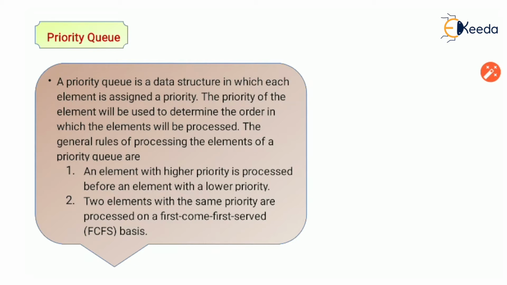Two elements with the same priority. Now there is a confusion: if two elements with the same priority occur, what do we have to do? So we process them on the basis of first come first serve. Whichever comes first inside the queue is served first, and the next one is served after that. So we are following the FCFS rule, that is first come first serve basis. Keep in mind that, as the name suggests, a priority queue means we are handling the elements based on the priority.